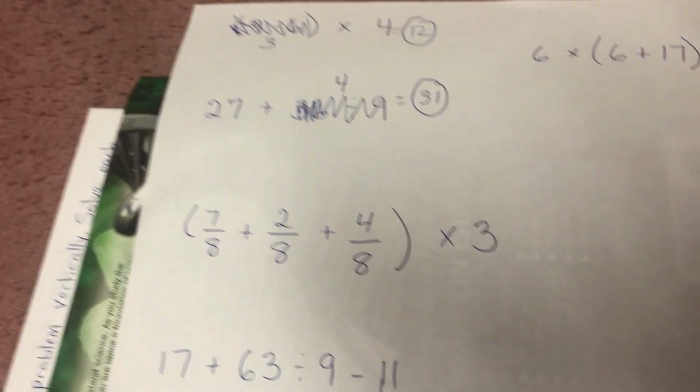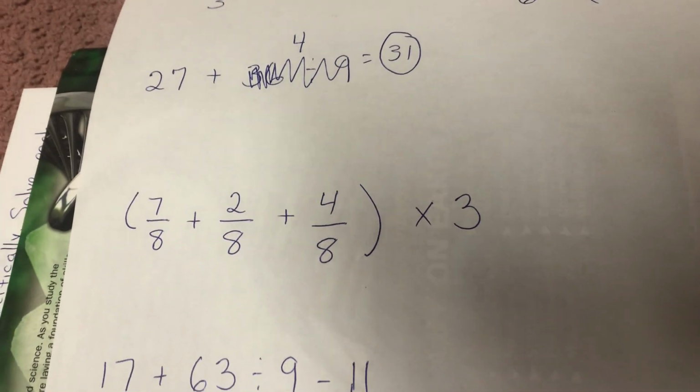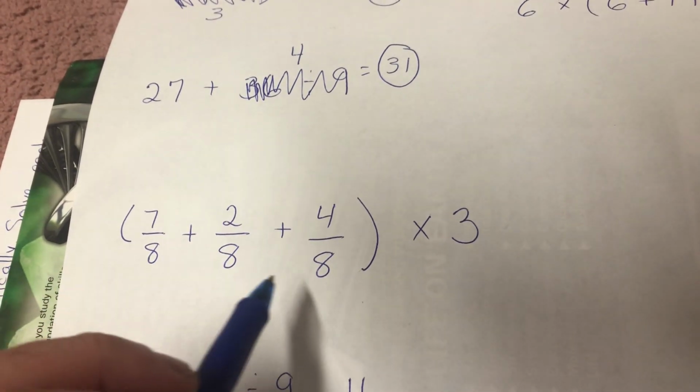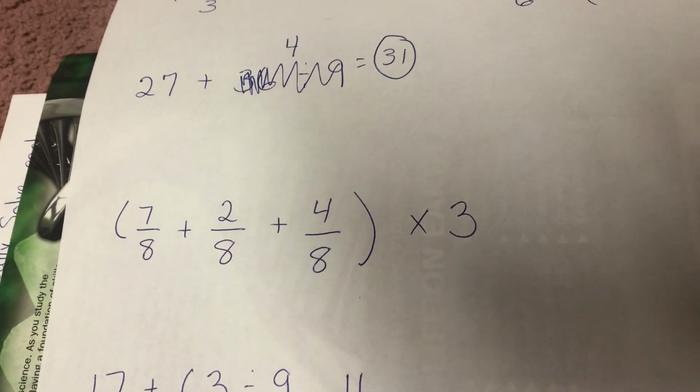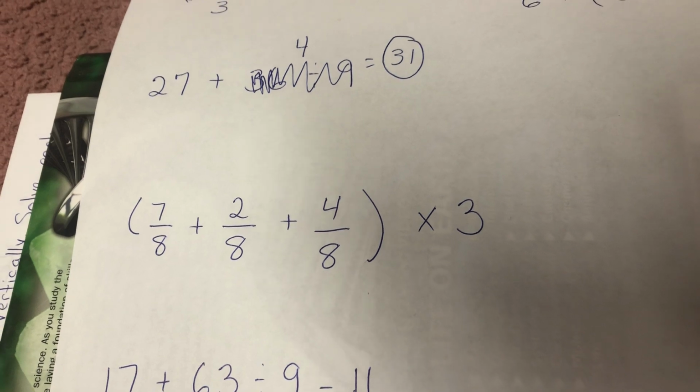Let's go on to the next one. Here I have some fractions in parentheses. 7 over 8 plus 2 over 8, plus 4 over 8 times 3. Well, the order of operations tells me to do what is in parentheses first.